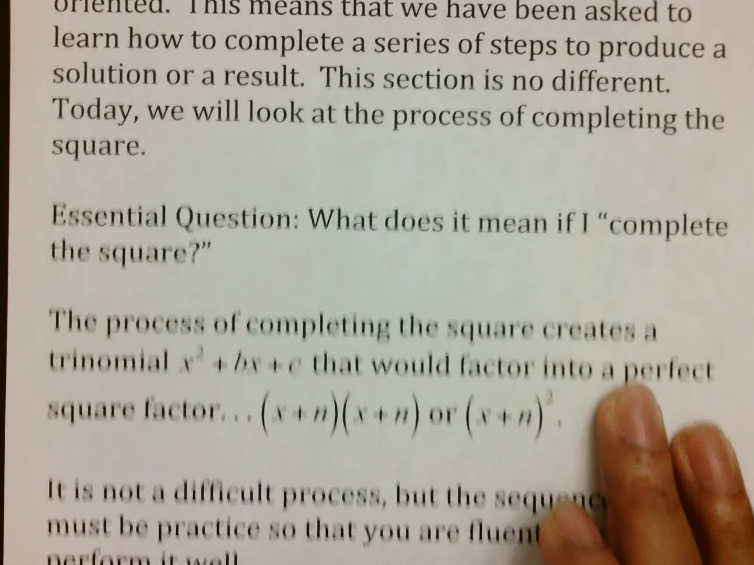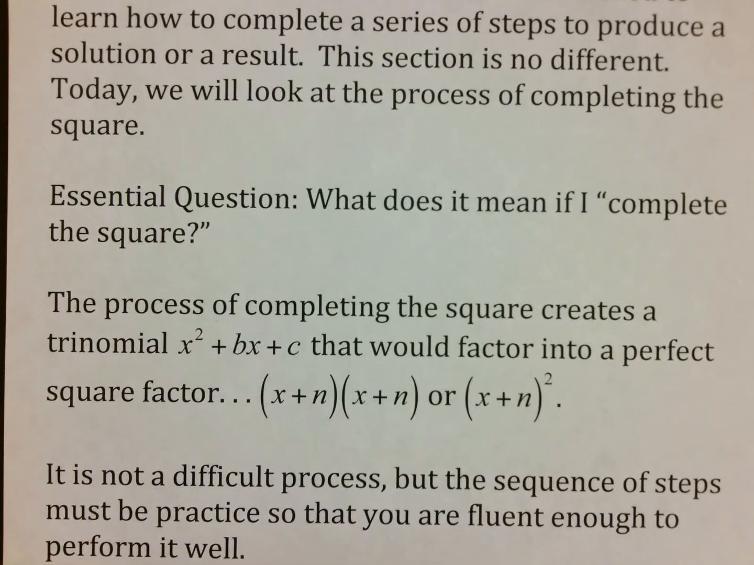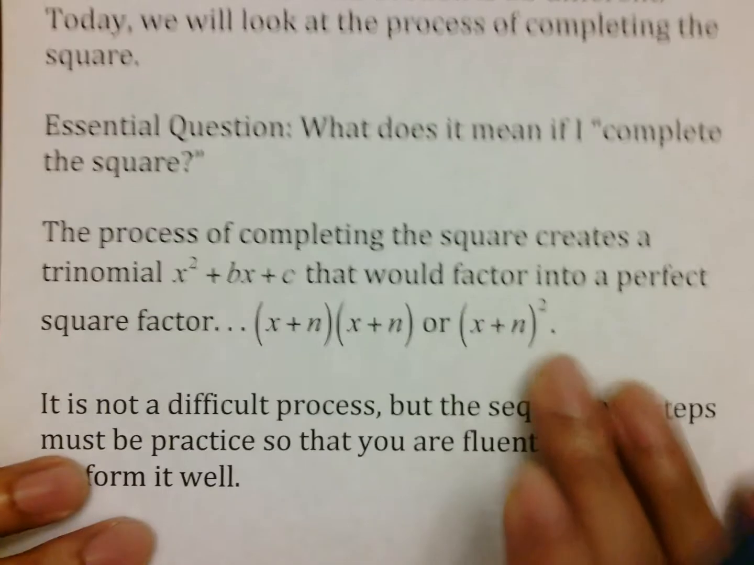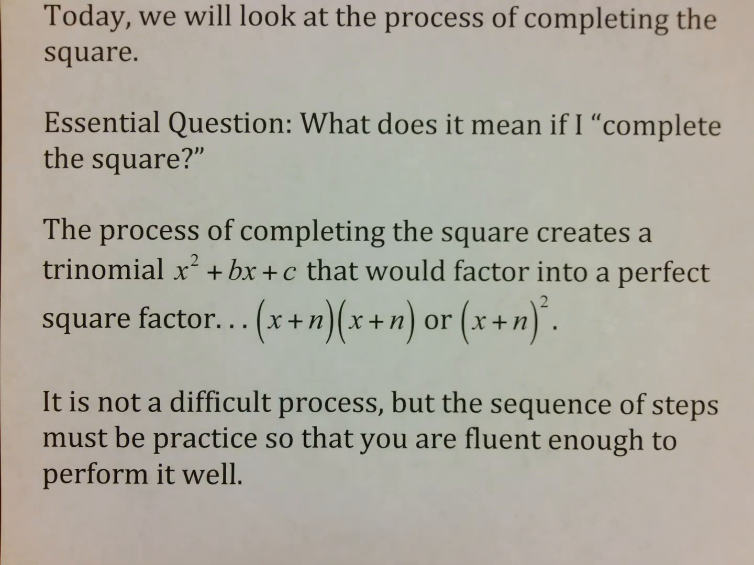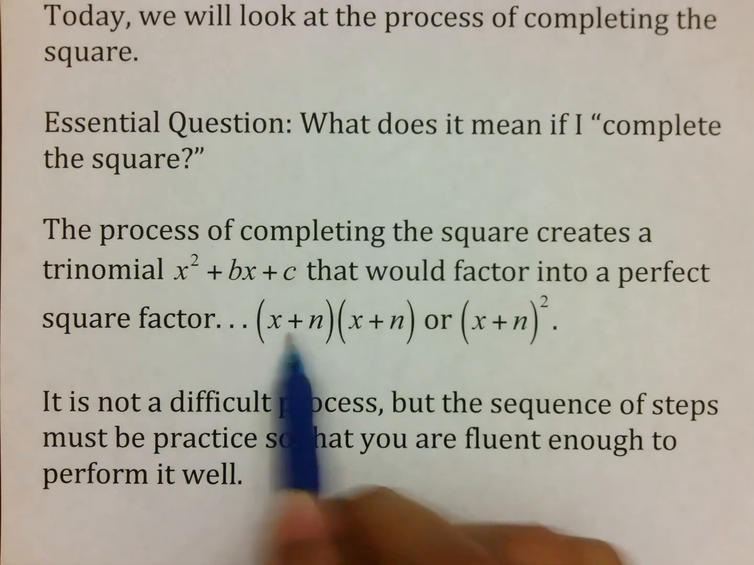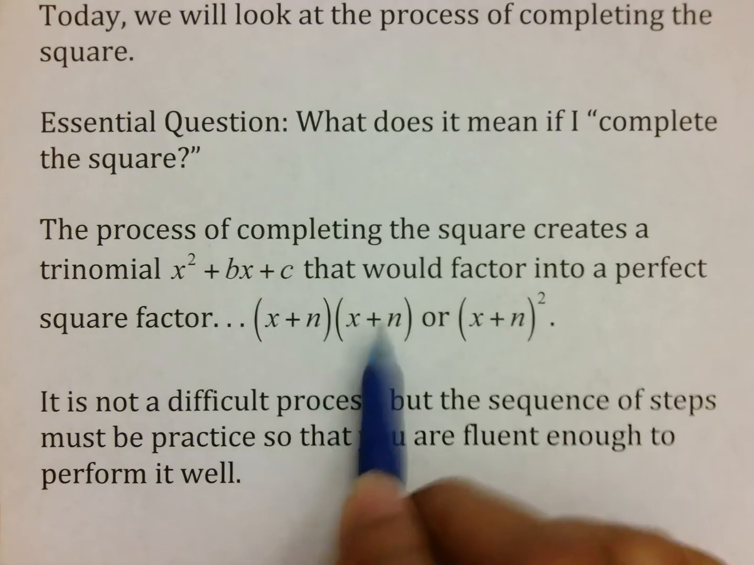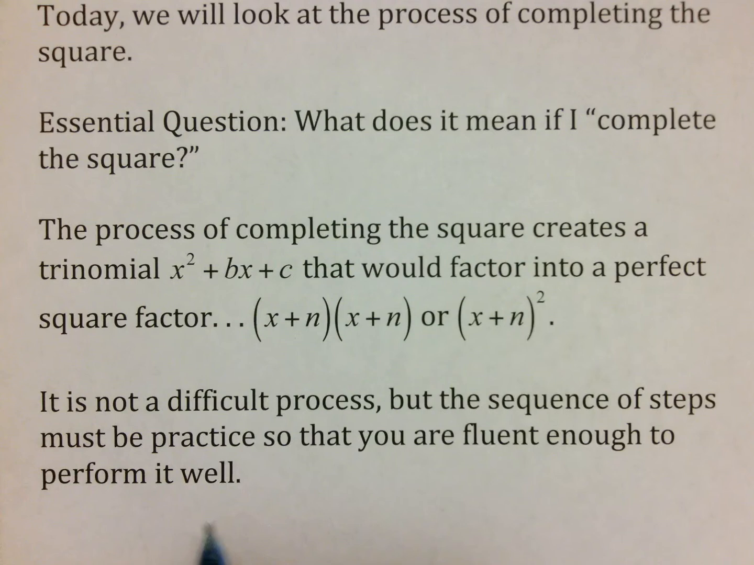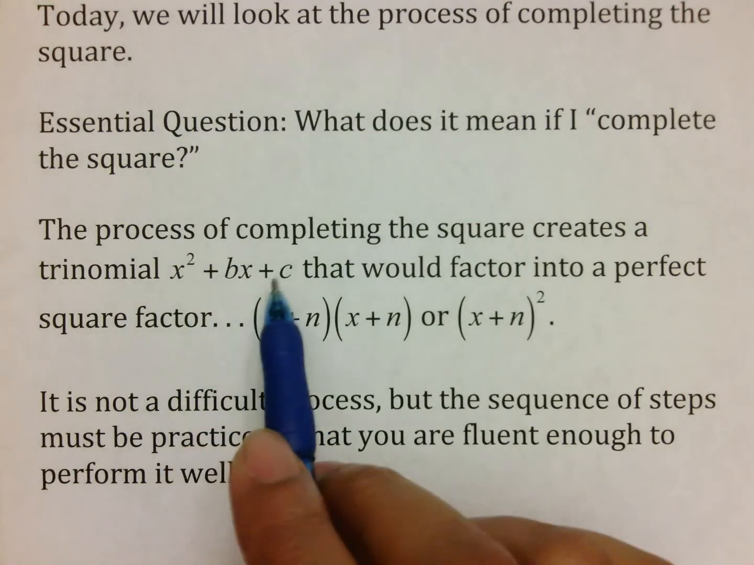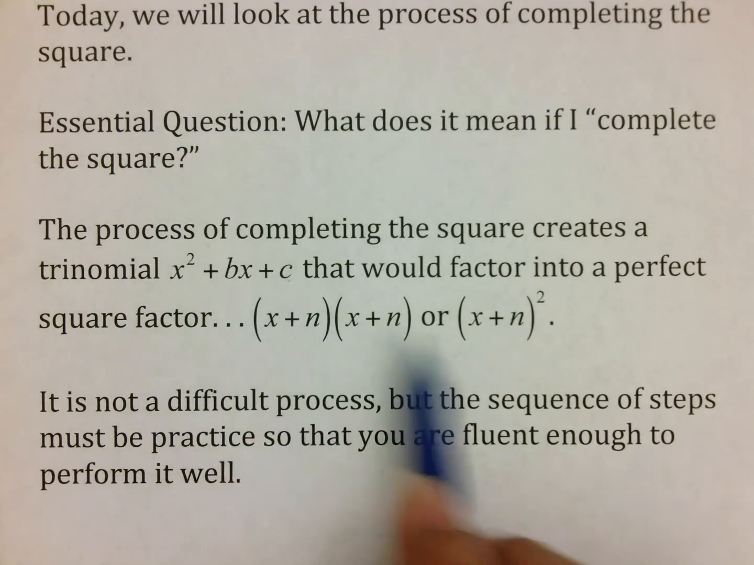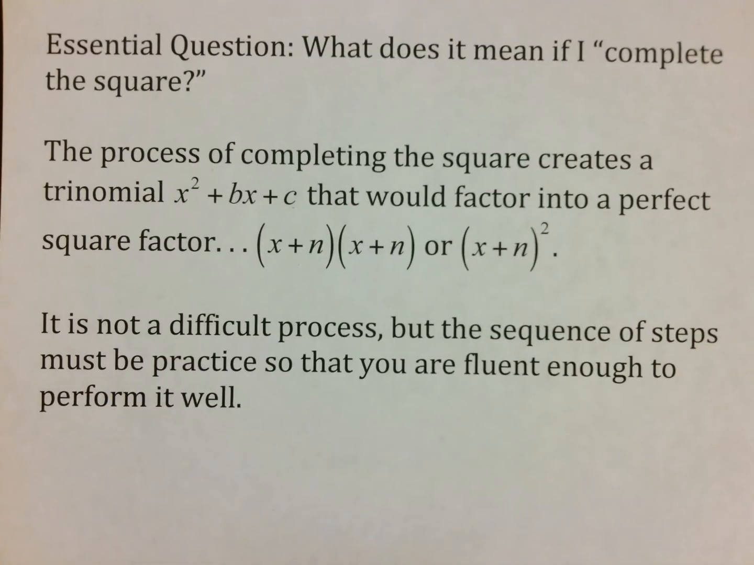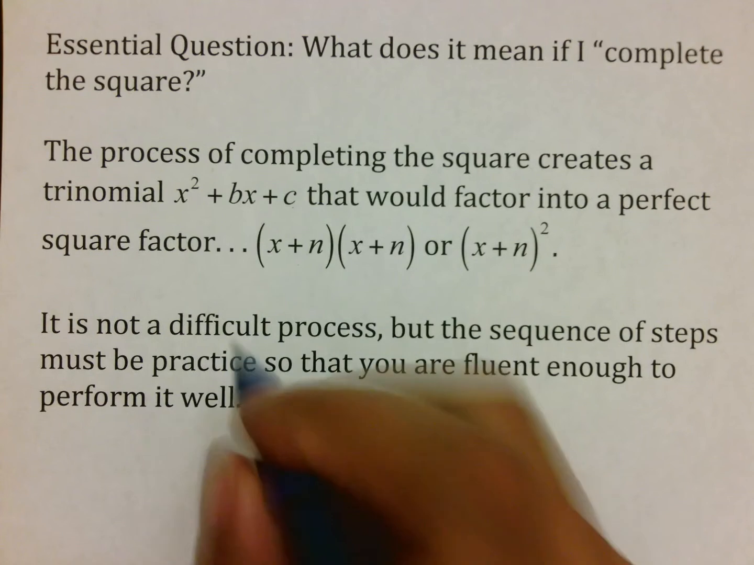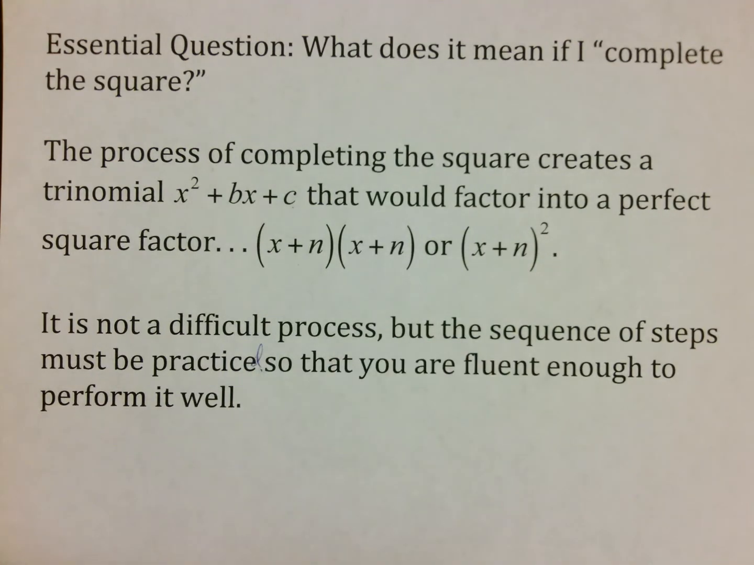The essential question is, what does it mean if I complete the square? The process of completing the square creates a trinomial with an x squared, an x, and a number that would factor into perfect square factors. It would be x plus a number, or x plus that number squared. Again, it is completing the square because you're trying to find a number that would factor in to make it something squared. It's not a difficult process, but the sequence must be practiced so that you are fluent enough to perform it well.